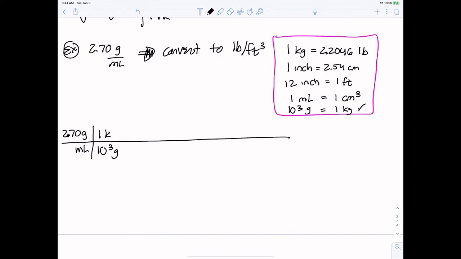And 1 kilogram is going to go on the top. I'm going to come back and convert those in a second, or cross them out. I have kilograms on top, so kilograms go on the bottom. So we're going to use this one.